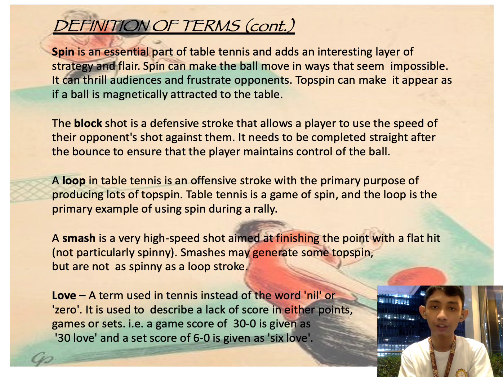It needs to be completed straight after the bounce to ensure that the player maintains control of the ball. A loop in table tennis is an offensive stroke with the primary purpose of producing lots of top spin. Table tennis is a game of spin, and the loop is the primary example of using spin during a rally.